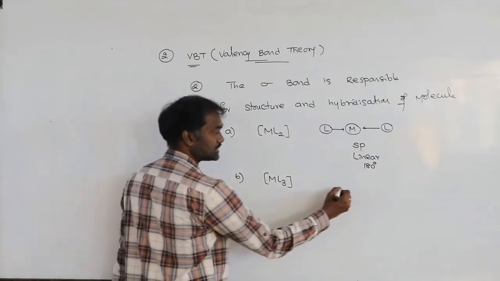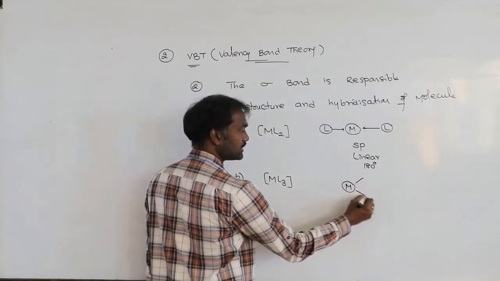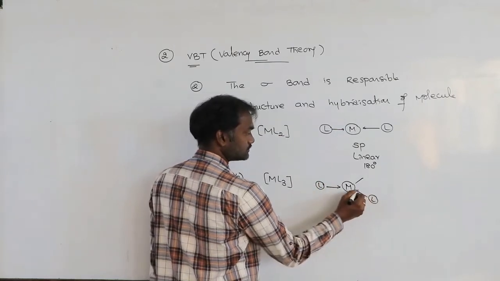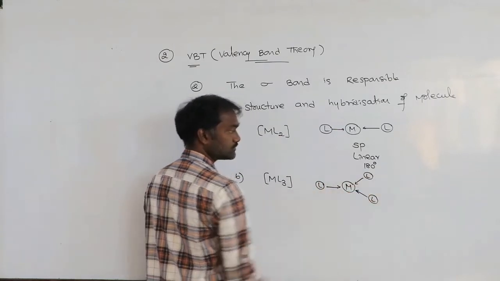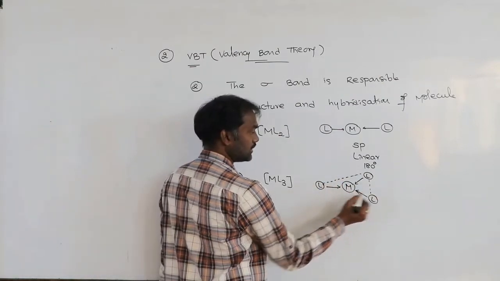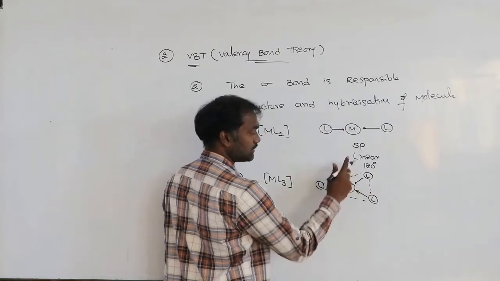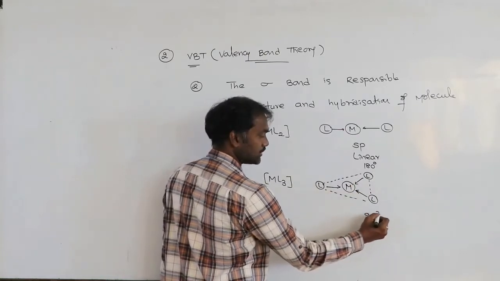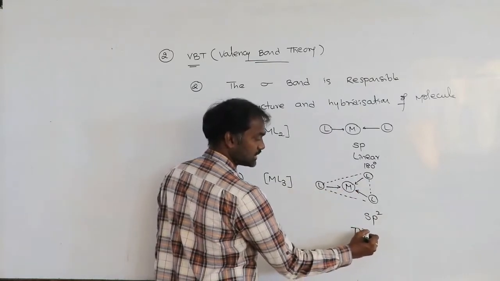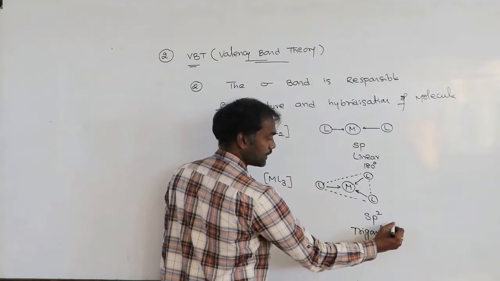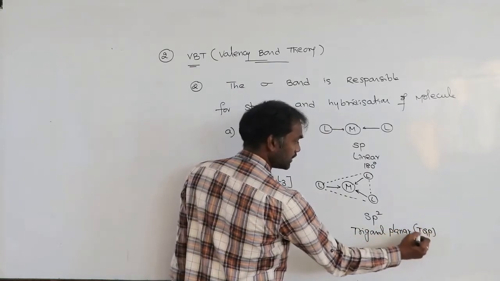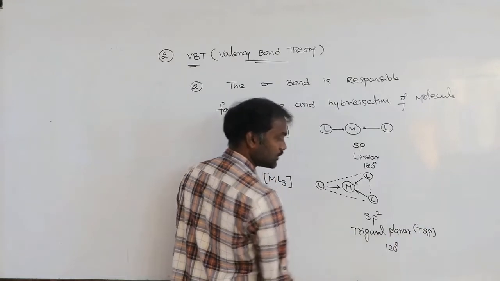Next, if ML3 is there, that means the metal is surrounded with three ligands. So the hybridization involves three orbitals: one s and two p, that is sp2. The structure is trigonal planar, which you can also write as TGP. The bond angle is 120 degrees.